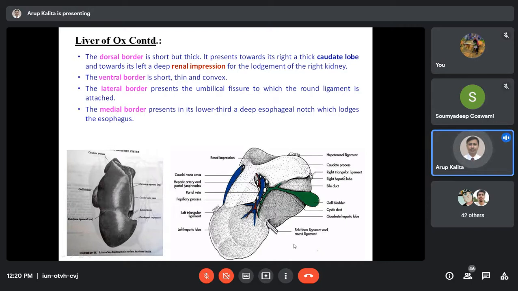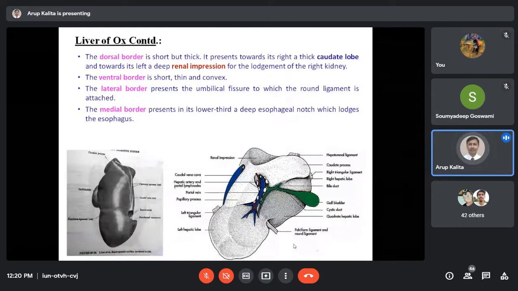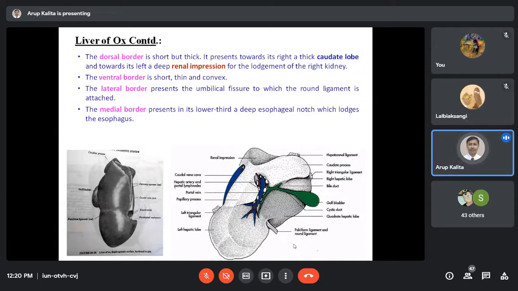So we have come across two ligaments. One is the falciform ligament, one is the round ligament. The falciform ligament you are going to get on the parietal surface, whereas the round ligament you are going to get on the lateral border.